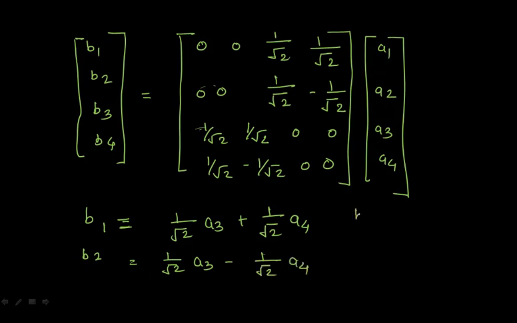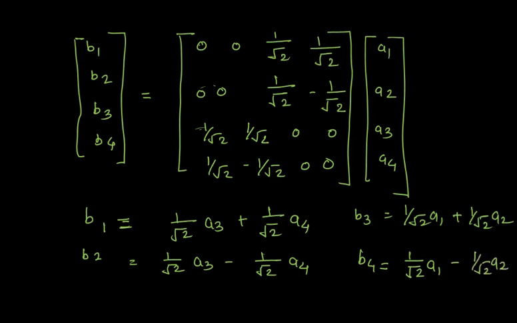So in B3, what will you get? It will be 1 by root 2 A1 plus 1 by root 2 A2. Then B4 is equal to 1 by root 2 A1 minus 1 by root 2 A2. So in 4 you will get the difference, and in 3 you will get the addition.